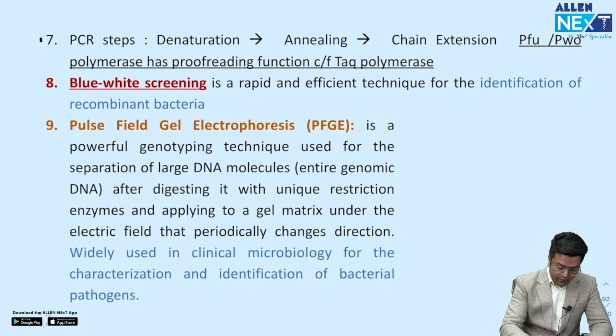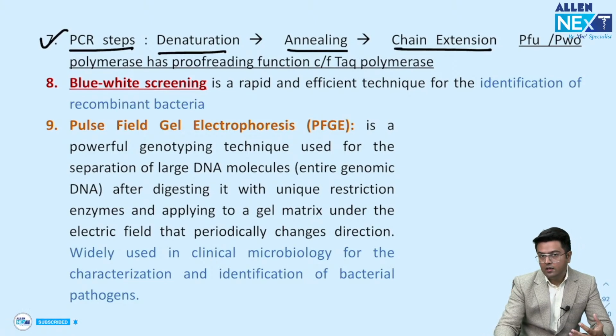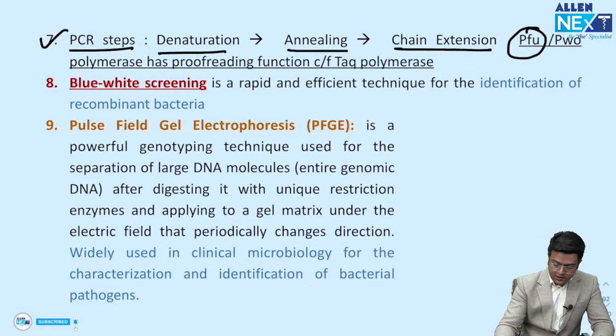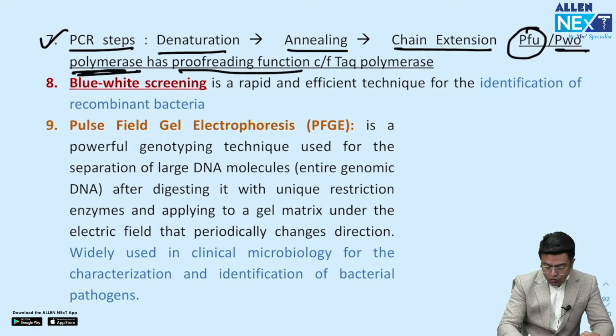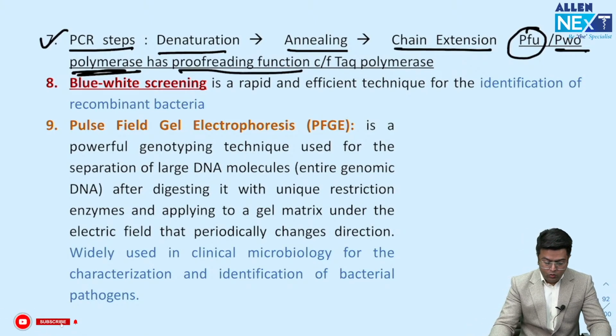PCR steps have been asked. I told you, right? So denaturation, annealing, and chain extension, annealing the primer. Guys, once a question was asked like Taq polymerase has no proofreading, so which polymerase can be used? So guys, the Pyrococcus bacteria gave us something called PFU, Pyrococcus furiosus. So this PFU or PWO is a polymerase which has the proofreading function. Okay, can be repeated again, old question.